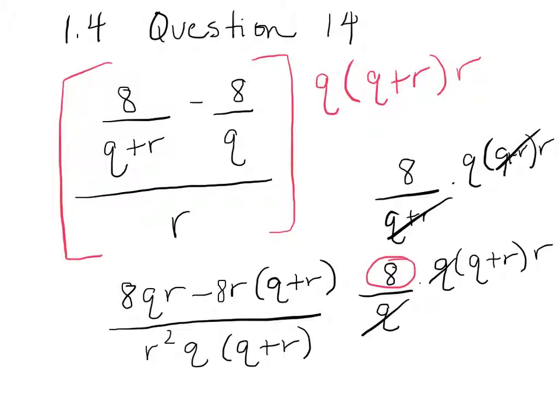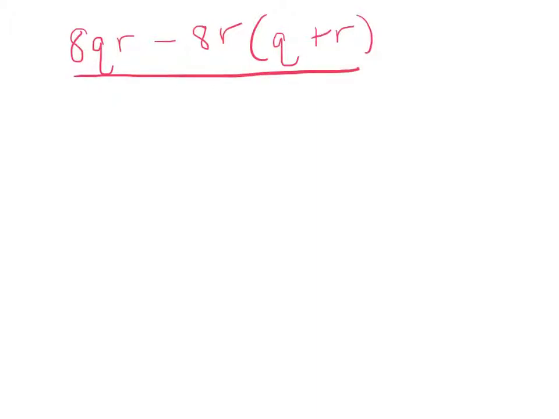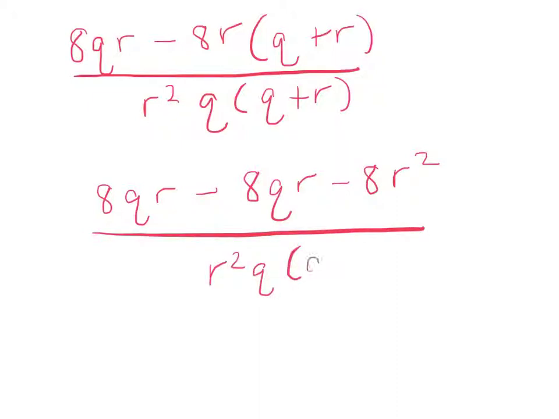So I'm going to just rewrite this expression right here on a new slide for you. So we had 8qr minus 8r times the quantity q plus r, all over r squared q plus r. Okay, so I'm going to go ahead and distribute. So I've got 8qr minus 8rq, which remember commutative property means that's the same as qr, minus 8r squared, all over r squared q times the quantity q plus r.